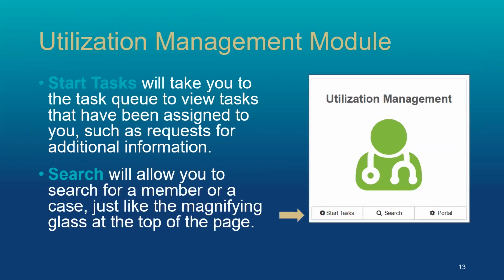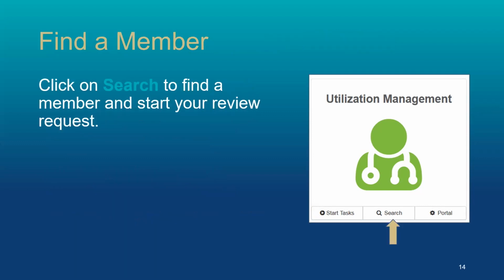Okay. So if you want to start a task, this is back on that landing page, you can either start tasks or you can do a search. The start task is, again, going to take you to the task queue, same as those 3 lines on that menu bar. And then the search button is the same as the magnifying glass that we just saw on the last page. So just a couple different ways that you're able to get to wherever it is you want to be.